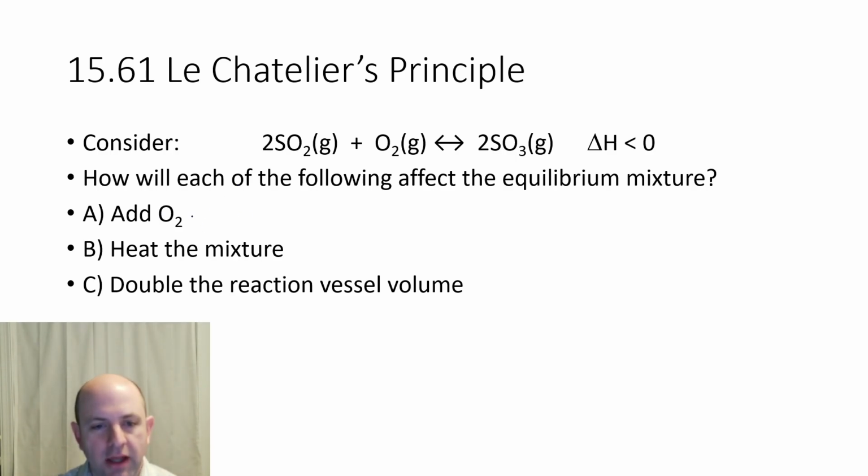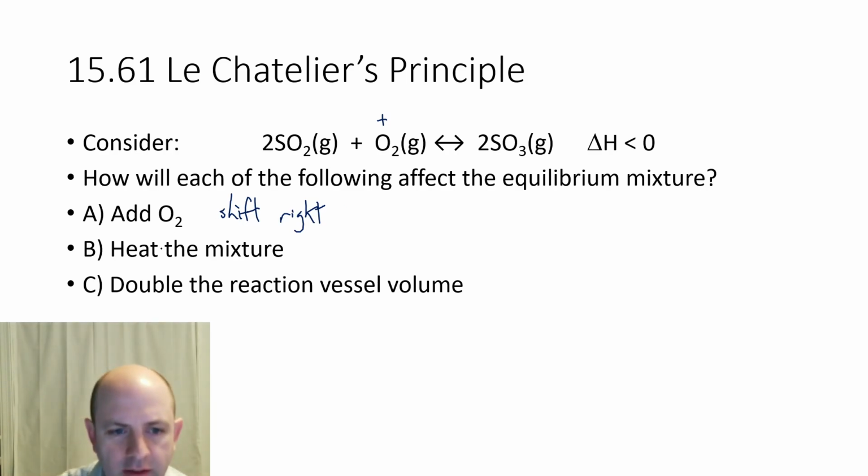So here in letter A, if we say we add O2, so here's O2, it's a reactant, and I'm just going to put a little plus sign there. Well, if I add more on the left side of the arrow, to undo it, I need to get more on the right-hand side. So how does adding oxygen affect it? That's going to make it shift to the right. It'll make it shift to make more products. All right.